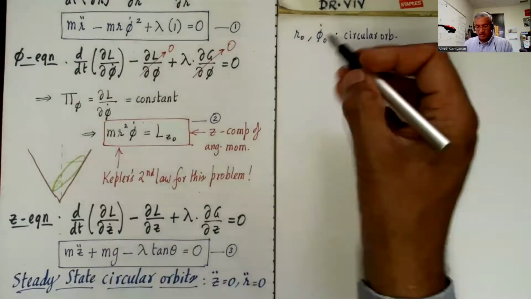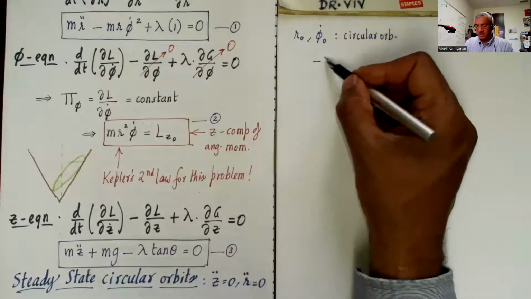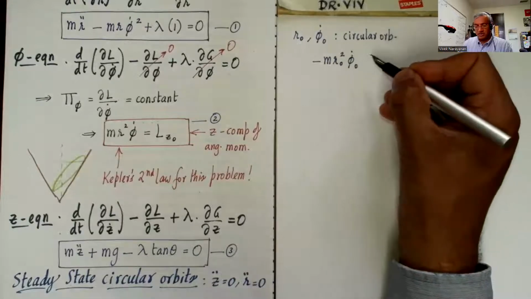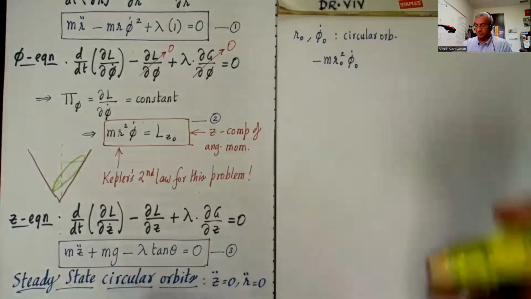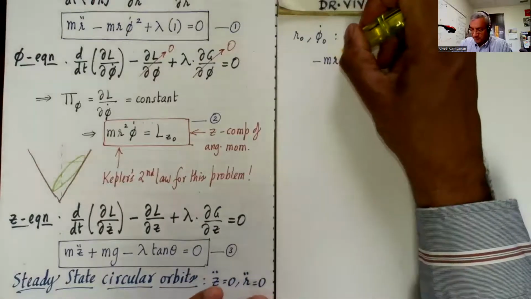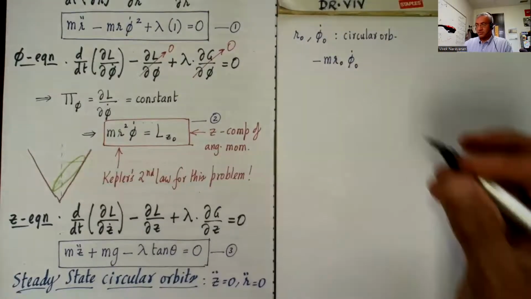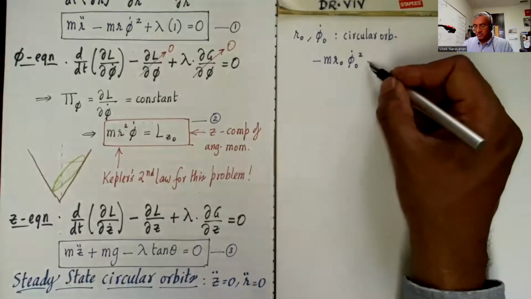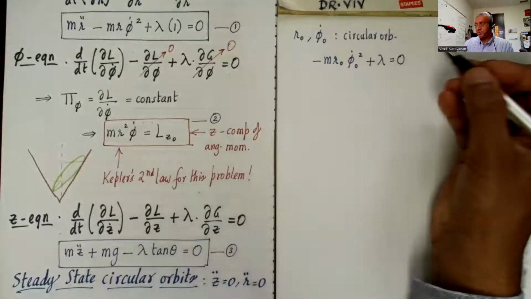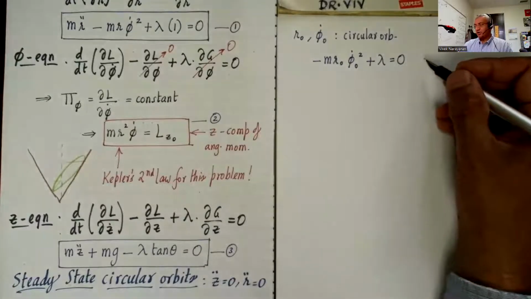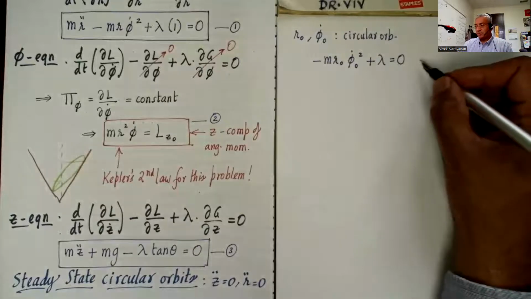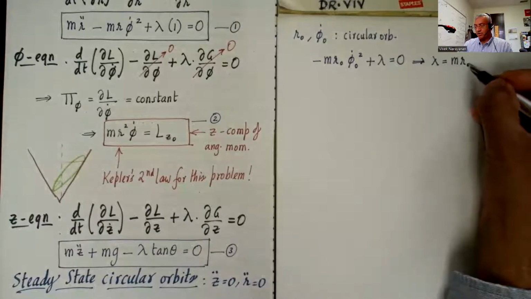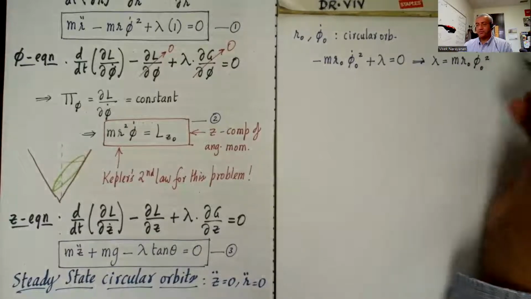So now I'm going to end up getting that equation is going to give me negative m r naught phi dot naught squared. Sorry, there's no r naught squared, there's just r naught times phi dot naught squared plus lambda equals 0. So I immediately get what my lambda is. Okay, so that gives me my lambda. Lambda equals m r naught phi dot naught squared, which is good to have.